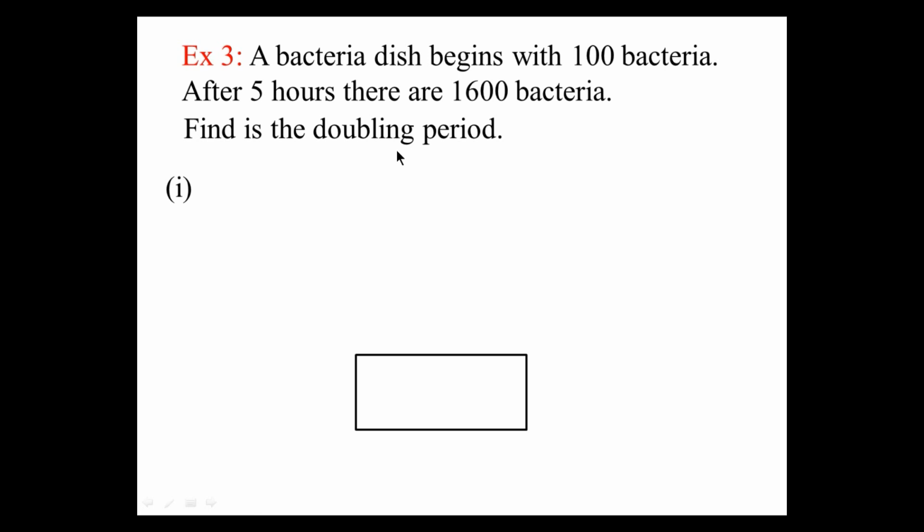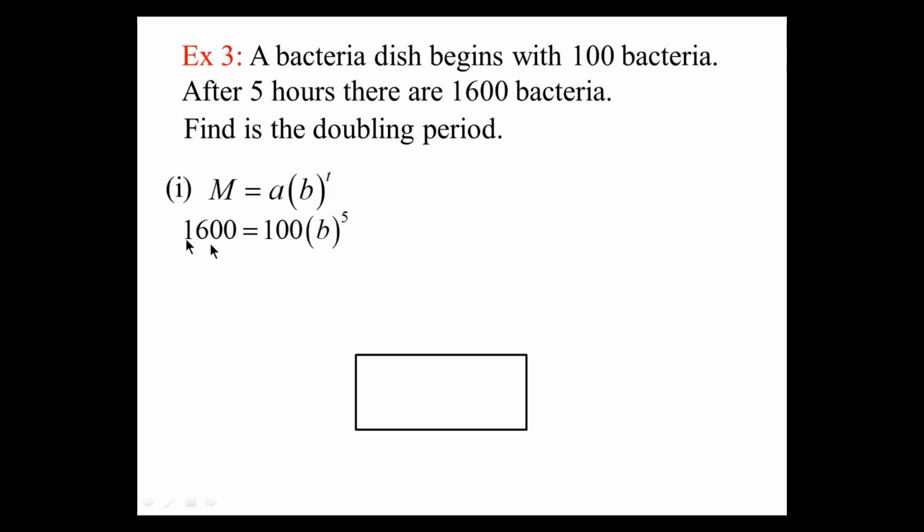Example next. A bacteria dish begins with 100 bacteria, so there's a message, A is 100. After 5 hours, there's 1,600 bacteria. Find the doubling period. Well, we need to shed as much light on this as we can. We know something, that there's 100 bacteria at the beginning, and then 5 hours later, there's 1,600. So using our form, there's our form. A factor times a base to an exponent, we can plug into it. So when the t is 5 hours, the m value becomes 1,600 bacteria, and the a value is, we know, to be 100. So we just plug all that in.